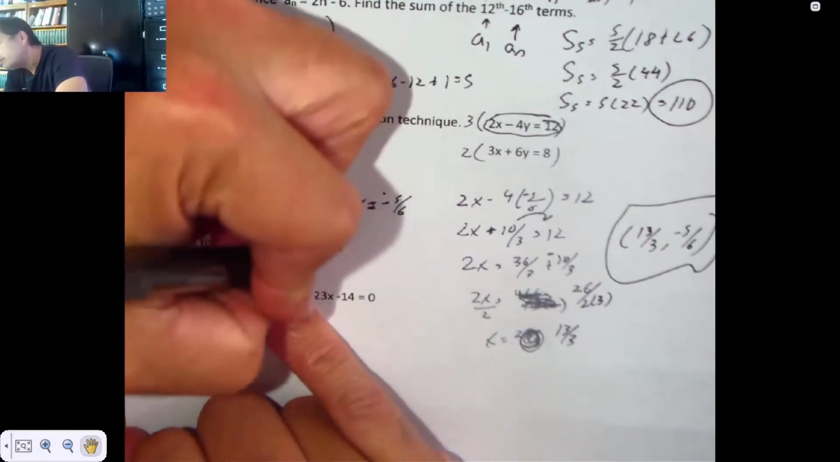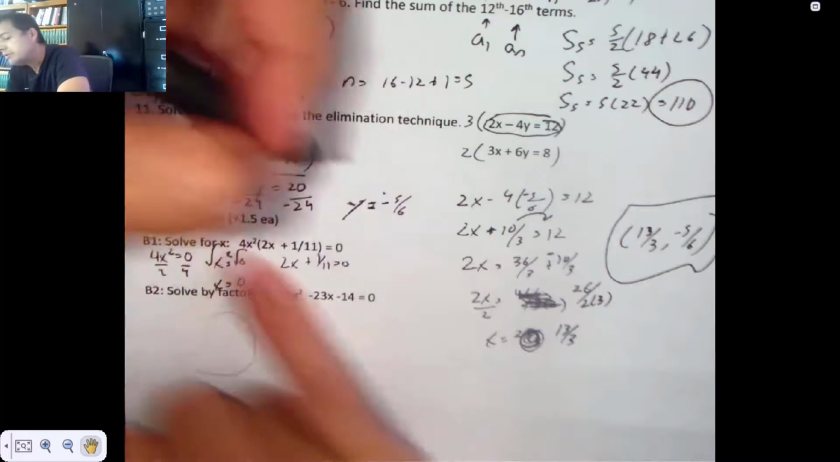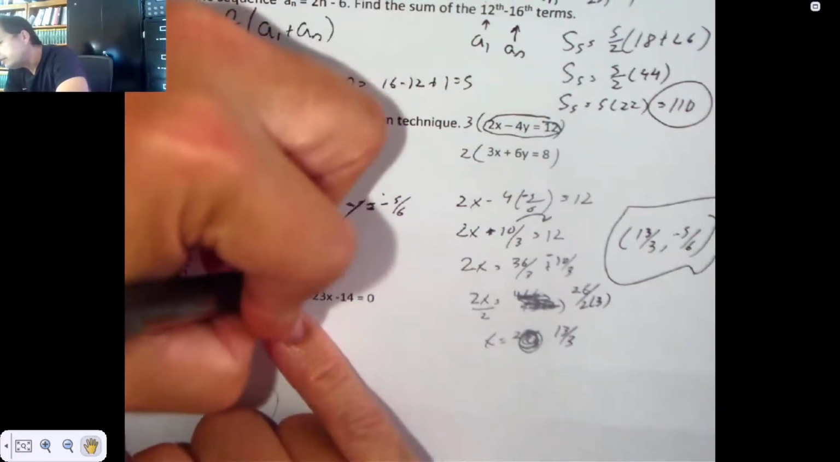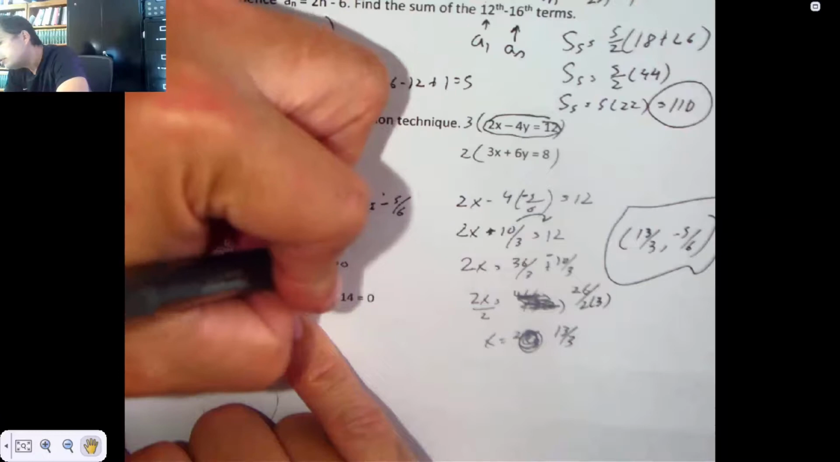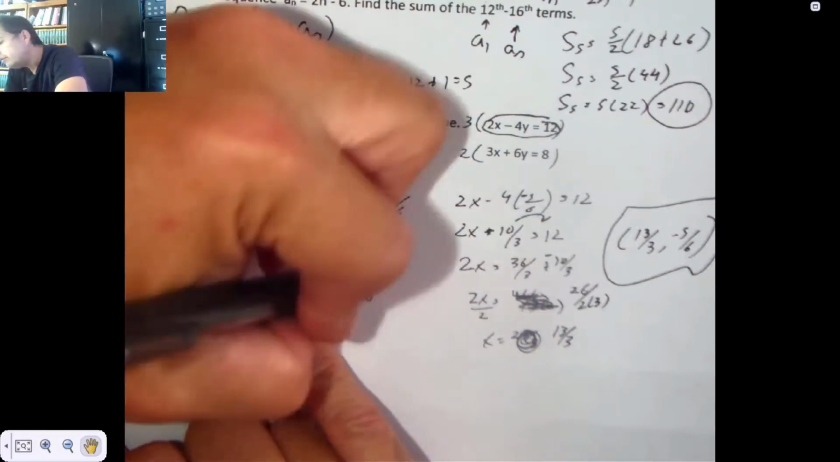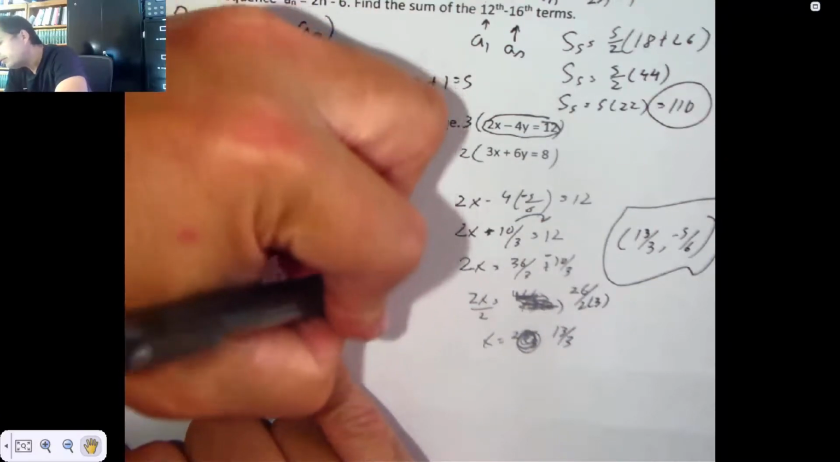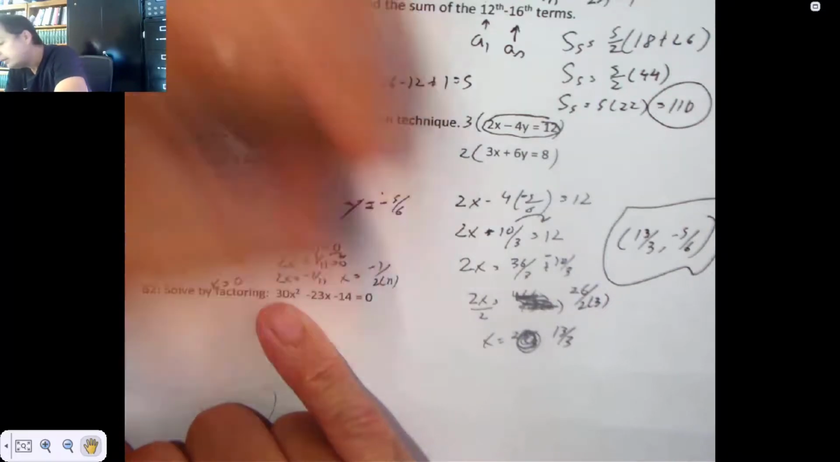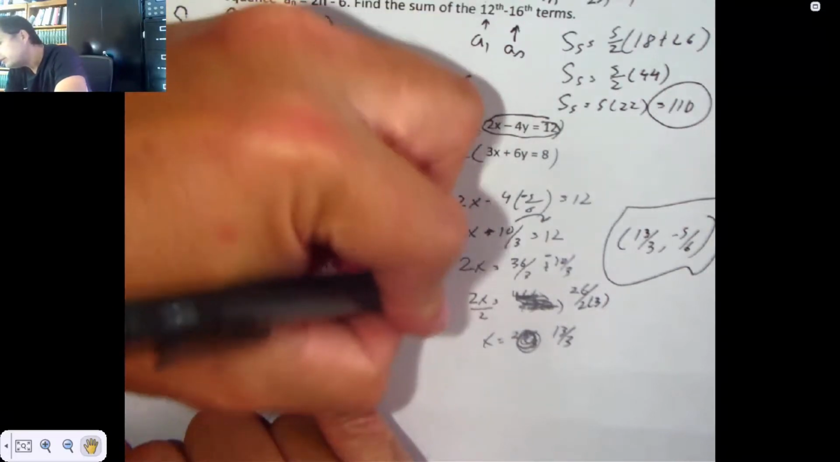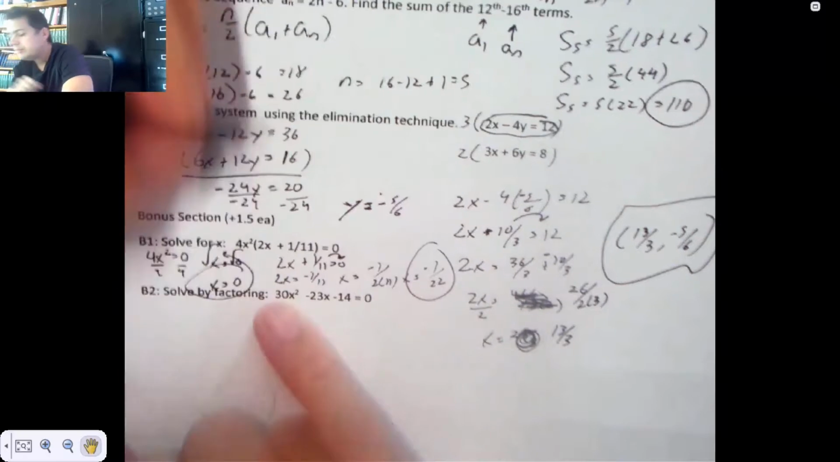This guy, 2x plus 1/11th is 0 because we use the cover-up technique. 2x is then negative 1/11th when we shift to the right. We divide by 2. We do that by throwing a 2 in the denominator. And we get that x is negative 1/22. So there's my two answers.